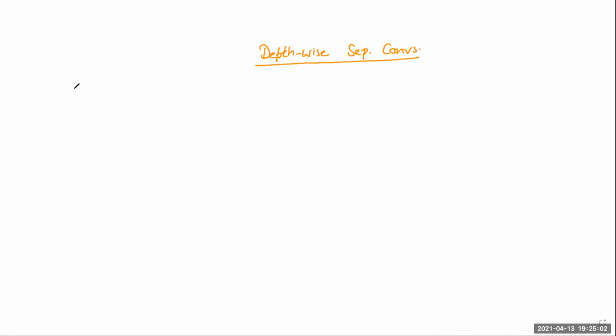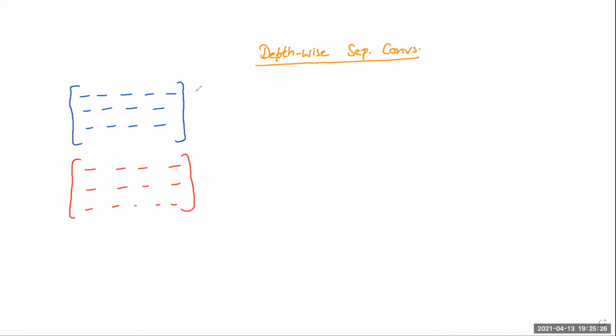So in order to understand, let's assume you have a colored image. So you have some values here. You have 3 channels, red, green, and blue. So maybe this is the blue channel, then you have the red channel, and finally, you have the green channel. And say this is like 64 by 64 by 3.